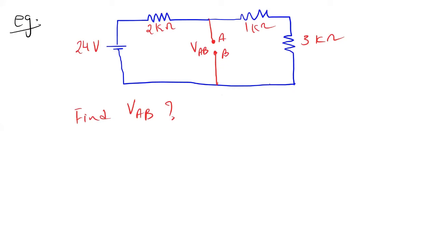And this is the problem. We have a 24 volt source and three resistors: 1, 2, and 3 kilo ohms. And I want to know what is the voltage drop, or the voltage across point A and point B.